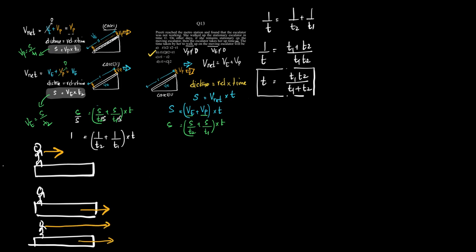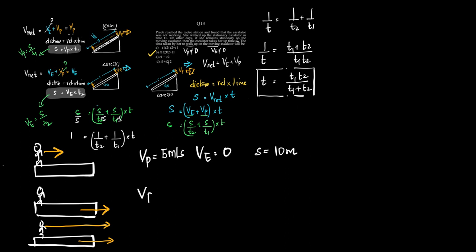For reference, let us take the velocity of the person to be 5 meter per second and the velocity of the escalator to be 2 meter per second, and let the length of the escalator be 10 meter, right? In the first case, the escalator is stationary. So we have Vp and Ve, and Ve here is equal to 0.